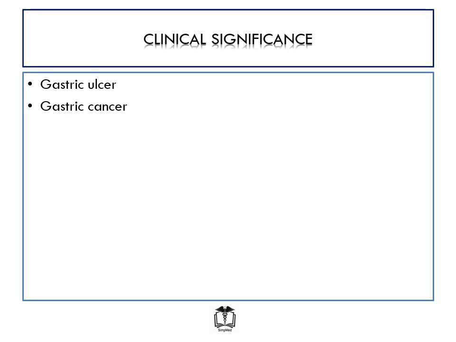Let's end this model by talking about clinical significances. So let's talk about two major clinical significances of the stomach. That's gastric ulcer and gastric cancer.